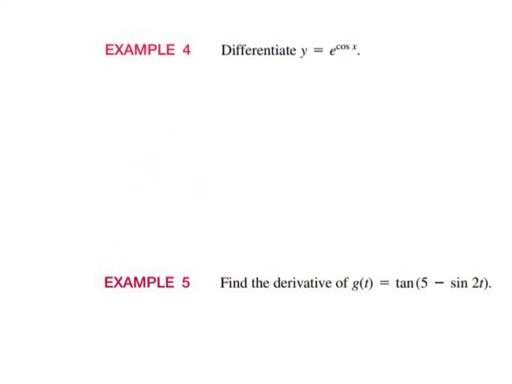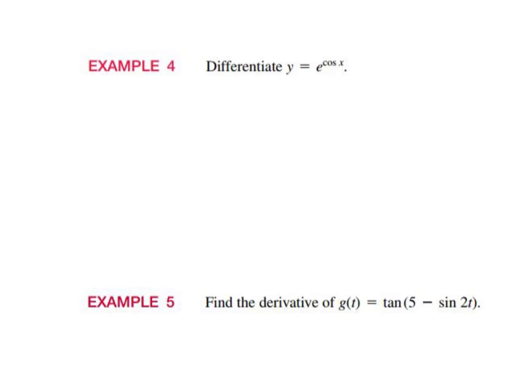Example 4. The main function that we have going on here is e to the power of some function. And so when we go to take the derivative, the derivative of e to the some function is still e to the some function, but I need to multiply by the derivative of the exponent. So the derivative of cosine is negative sine. Again, purely preference, but if you would like, you can put the sine x in the front and the e to the cosine x after. It's purely up to you.